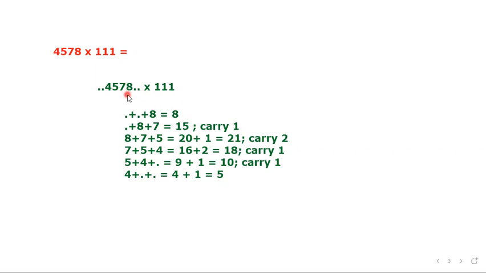Next, 8 plus 7 plus 5, which will give me 20. In this 20, I'll add the carry 1, which will give me 21. I'll be writing the 1 and carrying the 2. Next, 7 plus 5 plus 4, which will give me 16. In this 16, I'll be adding the carry 2, which will give me 18. 18, we'll be writing the 8 and carrying the 1.